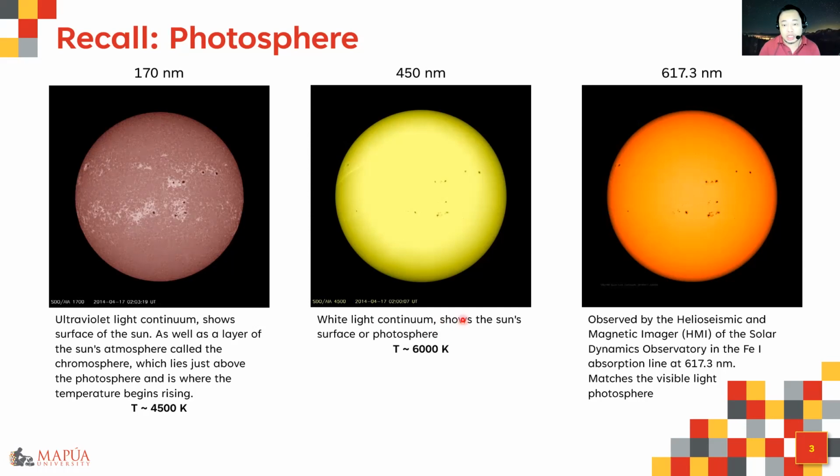This is the one that is visible to us using the visible spectrum, which matches what is being observed by the Solar Dynamics Observatory using the Helioseismic and Magnetic Imager, HMI, at the absorption line of 617 nanometers. So this is around the red region. This corresponds to the iron absorption line. We usually use the HMI continuum image to visualize where the sunspots or active regions are currently located.